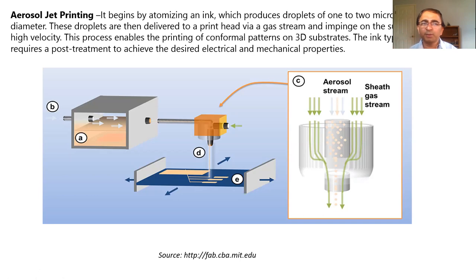Typically the nozzle of the jet is very, very small, so you can have very fine and accurate dimensions and patterns on the substrate. So it's very helpful in patterning, or if you want to make some sort of nano patterning, or integrated circuits patterning, you can use this aerosol jet printing technique for that.